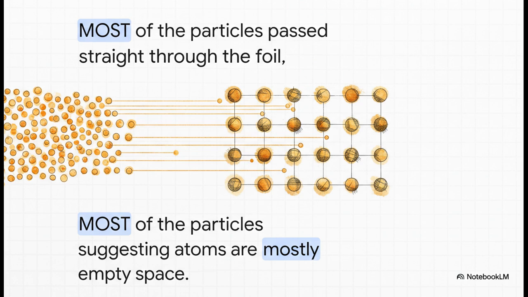And at first, nothing surprising happened. Almost all of the little alpha particles just zipped right through the gold foil like it wasn't even there. Okay, clue number one. This seems to mean that atoms are mostly just empty space. Makes sense. No big deal.